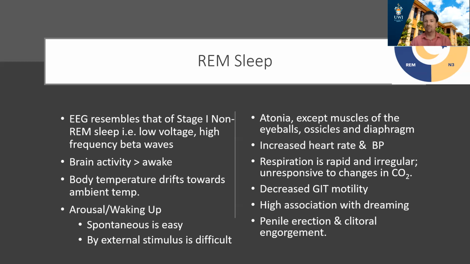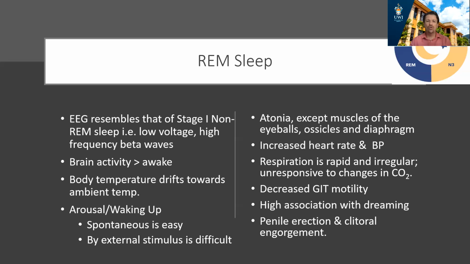The sympathetic nervous system now dominates with increased heart rate and blood pressure, and respiration becomes rapid and irregular, and there seems to be a lack of response of the respiratory system to CO2 changes. This stage of sleep has the high association with dreaming. It's believed most dreaming takes place here. And then you have penile erection and clitoral engorgement. Why this takes place, we're not too sure, but it does allow us to differentiate between physiological and psychological importance. If someone has psychological erectile difficulties, here they will still experience penile erection.